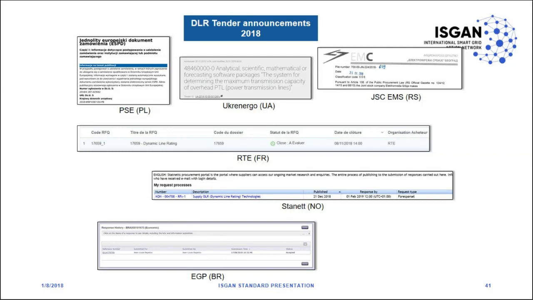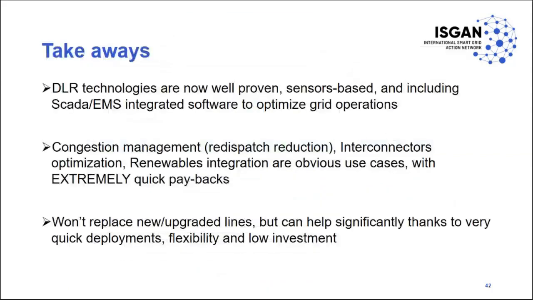You can see 1, 2, 3, 4, 6 of them in various parts of the world, Europe or the Americas, and more are coming. We know about that. So DLR is becoming commonplace. Of course, it's an innovation in certain cases, but if some of our listeners work for utilities, my message is: be confident. It works. It works well, and there are a lot of circuits equipped. As for us, we have 65 to 70 circuits equipped, so a lot of experience about that. So that was my point.